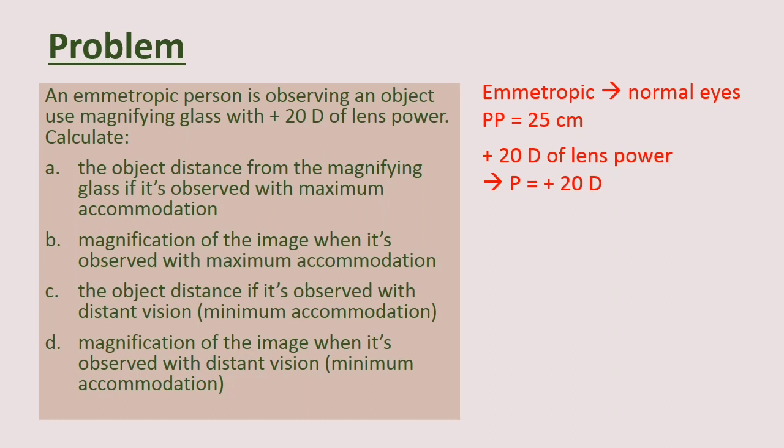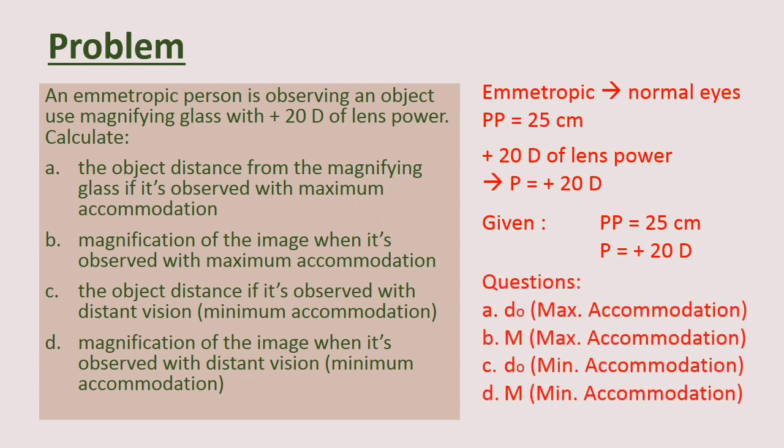So from that statement, the given information from this problem is PP equal to 25 centimeter and P equal to plus 20D. And the question is quite clear. For A and B, it's asking about DO and M, the distance of the object and the magnification, when it's observed in maximum accommodation. And questions C and D are asking about DO, or the distance of the object, and also the magnification when it's observed in minimum accommodation.